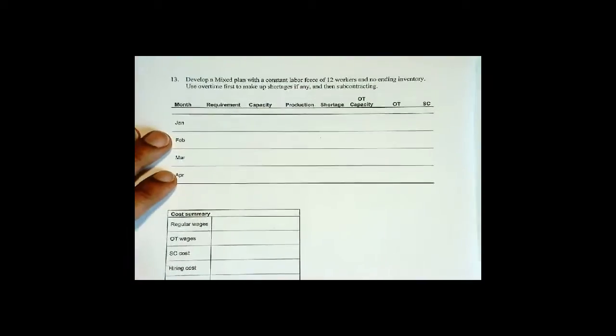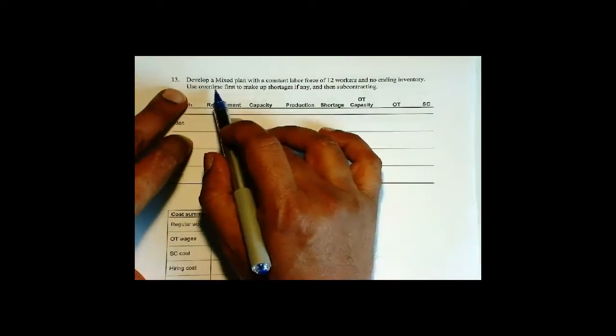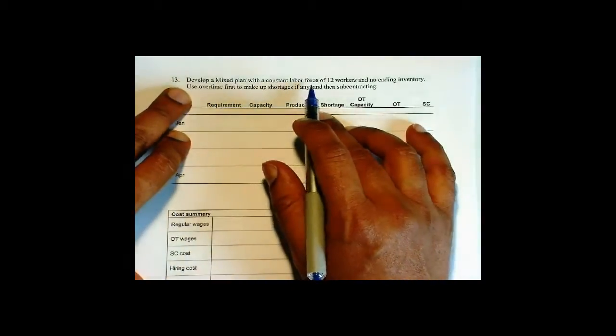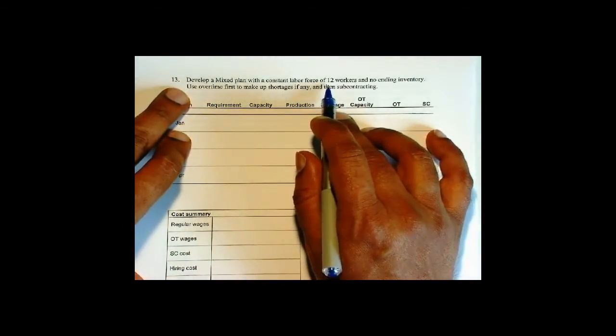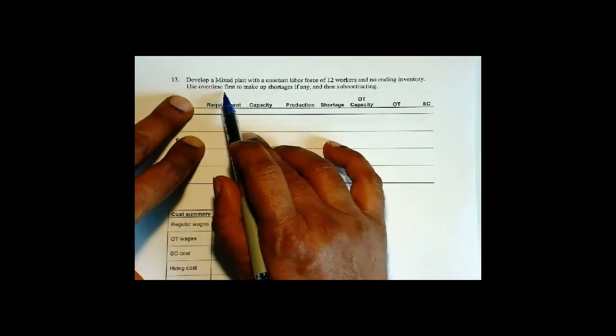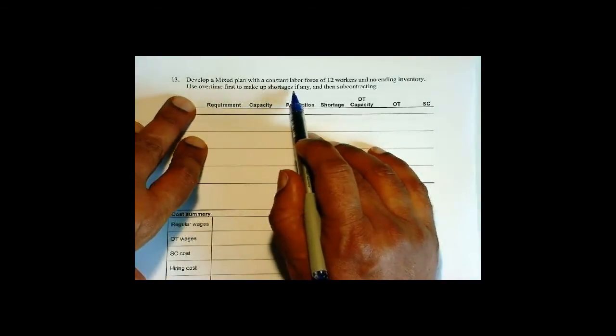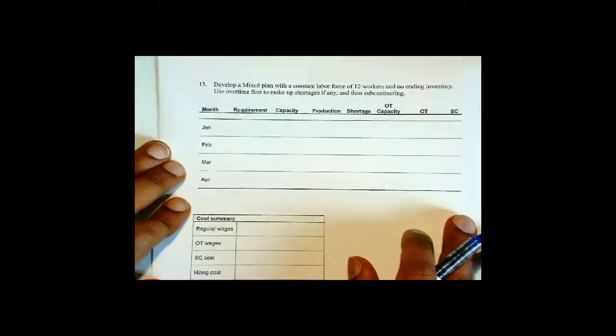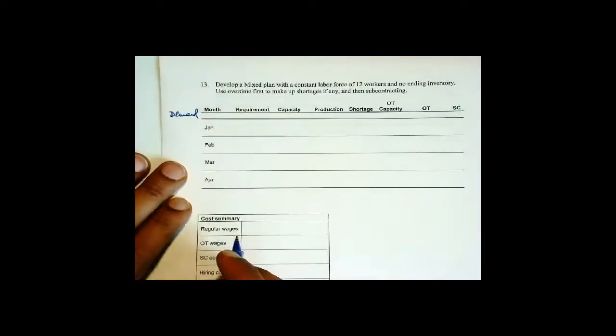Okay, now we're going to look at a mixed plan, and here the mixed plan is defined as one with 12 workers, no ending inventories, no safety stock, so stock is going to be 0. Then use overtime first and make up shortages if any, and then subcontracting. So we have to look at the requirements first. So demand, well, I should have the demand here. Let me write down the demands.